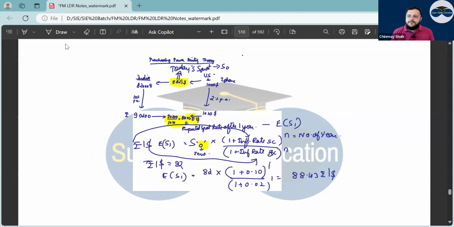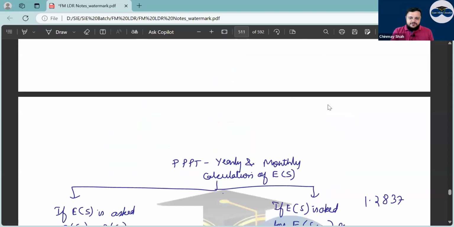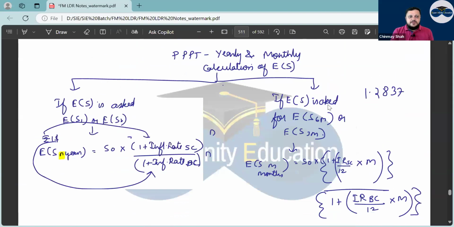But there is a problem here. What happens if there is a change, correct? If instead of years, they want you to find expected spot rate after 6 months, do you do 12 by 6 or do you do what? Tell me, percentage wise. देखो जरा. If ES is asked ES1 or ES2, or ES is asked for ES or ES 6 months or 3 months, how do you do? S0 into what? Tell me. 1 plus S0 into what? 1 plus inflation rate divided by 12 into the number of months.